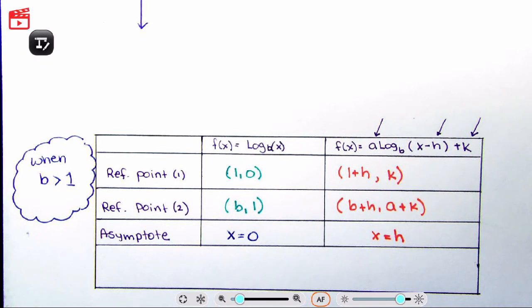Now, inverses are logs and exponential functions. So the exponential function that we originally had for our asymptote of k, we now have an asymptote of h. So don't let that confuse you.